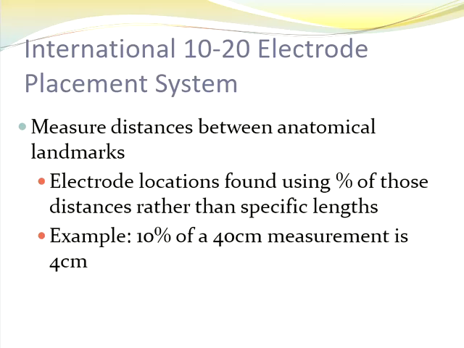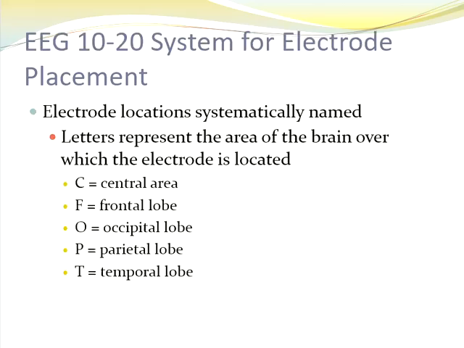So every head is a different size, a different shape, and that comes into play. So you utilize percentages of this measurement, where you're going to go 10% up to find the placement of this electrode versus 4 centimeters, and because not every head is the same size, using percentages makes it more accurate to find the areas of the brain that we want to have our electrodes placed over. It's a systematic way that the electrodes are named.